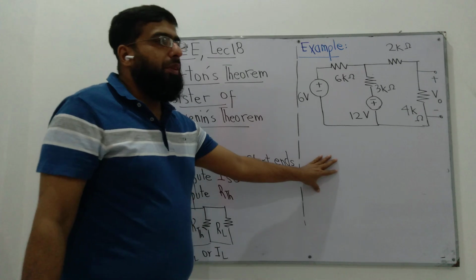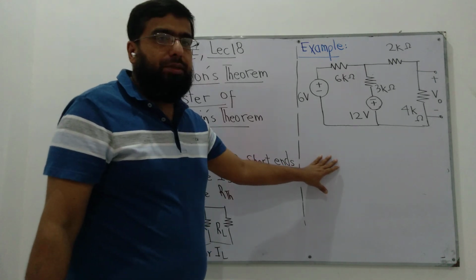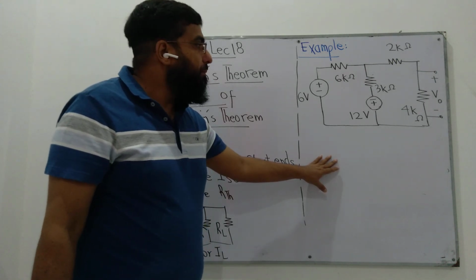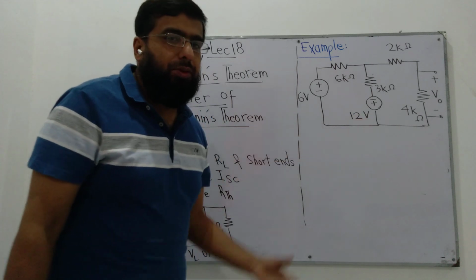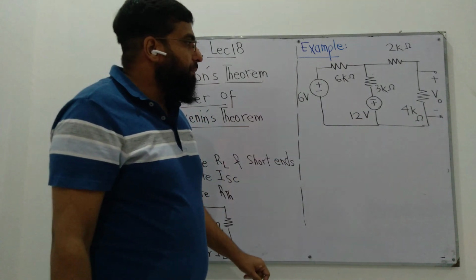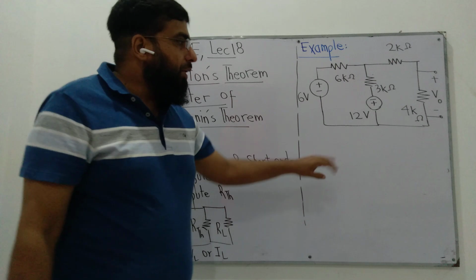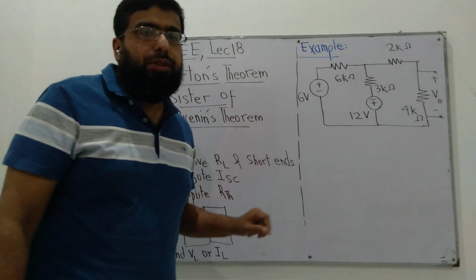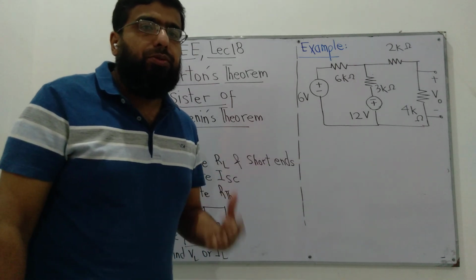Here is an example that we solved for Thevenin's theorem, and we computed the answer V out equal to minus 3 volts. Today we'll solve it using Norton's theorem, and we'll try to reach the same answer.